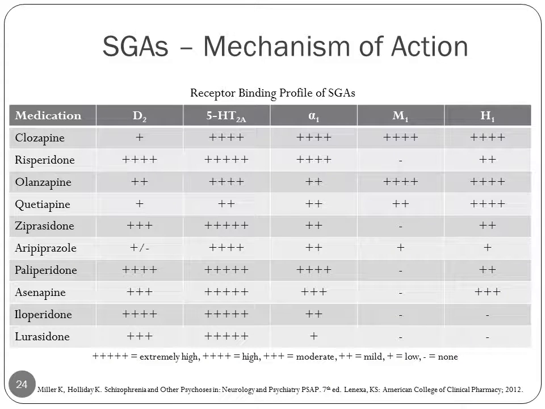This slide highlights the various mechanisms of action of the various agents. This is not something for you to memorize, but I just want to highlight that these agents, although they are in the same class, do have varying affinities for the different receptors. We have dopamine 2, serotonin 2A, alpha-1, muscarinic, and histamine receptors. As we talk about the individual agents, keeping this in mind helps us understand and determine what side effect profile you might see with each agent.